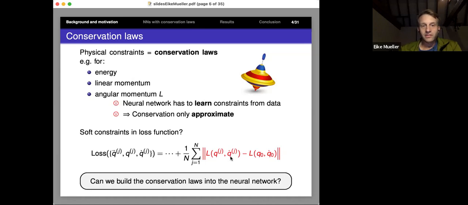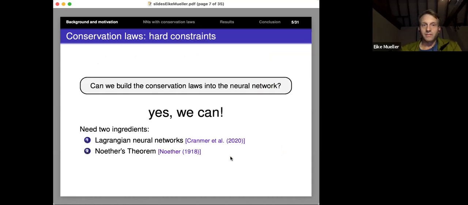The key question that I want to address in this talk is whether we can build the conservation law into the neural network and do better than this. And the answer is that we can. We need two ingredients. We need to look at Lagrangian neural networks, which were proposed very recently. And the other ingredient is Noether's theorem.